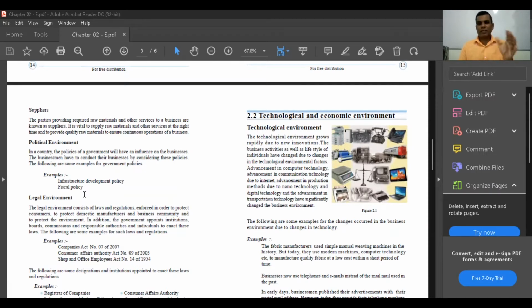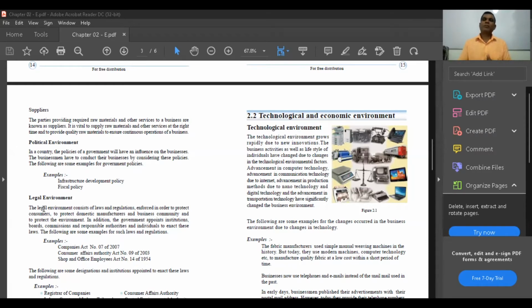So by studying the internal business environment, we can minimize weaknesses and strengthen our strengths, and the business is able to achieve its target by minimizing weaknesses and strengthening strengths. That is why a businessman needs to study the internal business environment.